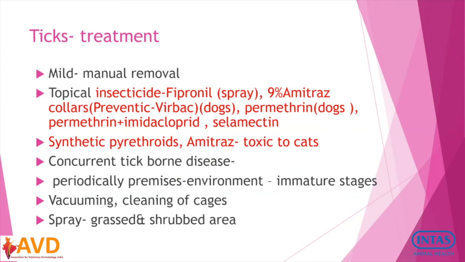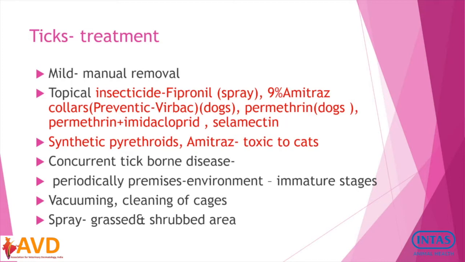Then coming to the treatment, if it is a mild infestation, we can remove ticks manually, but we also have to be careful when removing manually. The topical insecticides that can be used are fipronil spray, Amitraz collar, permethrin plus imidacloprid, selamectin, etc. These can also be used for ticks. The synthetic pyrethroids and Amitraz are toxic to cats.